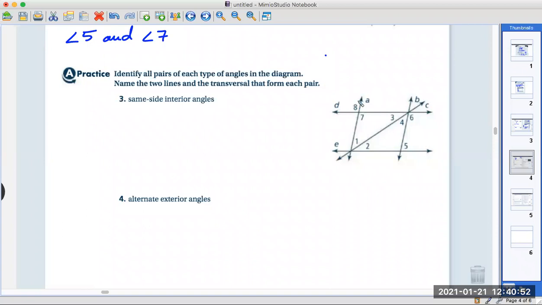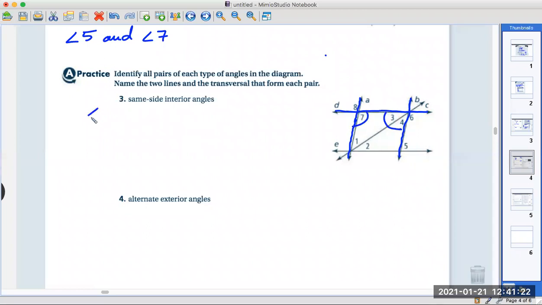stuff going on than we want to know. So I'm going to use these two lines for right now, lines A and B, and make this my transversal, and then look for same side interior angles. So which one would that be? So it would be same side interior. It would be this one and this one, these two.